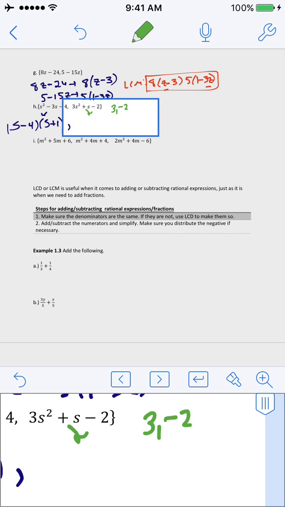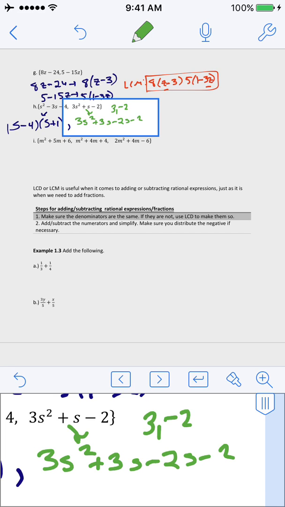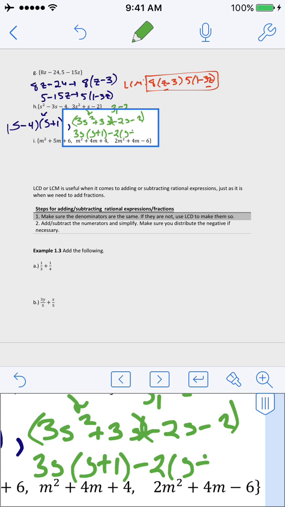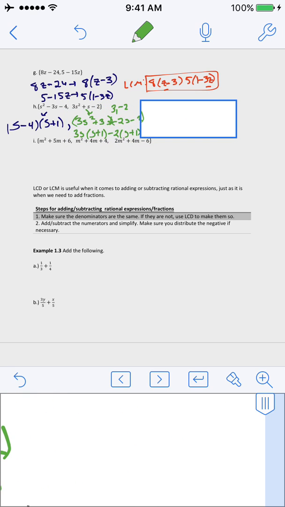3 and negative 2. Alright, this one I actually have to do grouping on because the trick doesn't work, right? It's not a equals to 1. So I have to do 3s squared plus 3s minus 2s minus 2. I gotta remember when my tricks actually work, right? So I have 3s, s plus 1. Pull out a minus 2, s plus 1. It looks like this guy is 3s minus 2 times s plus 1.